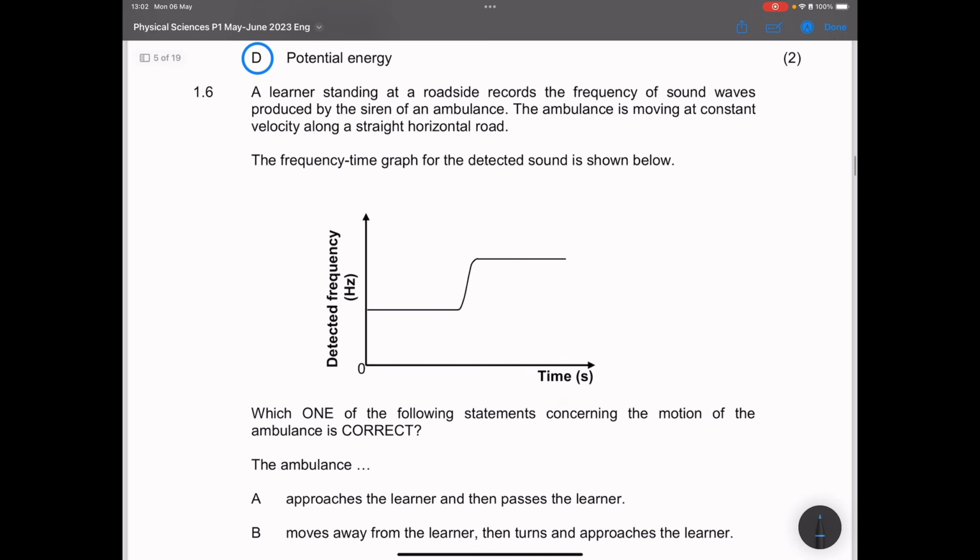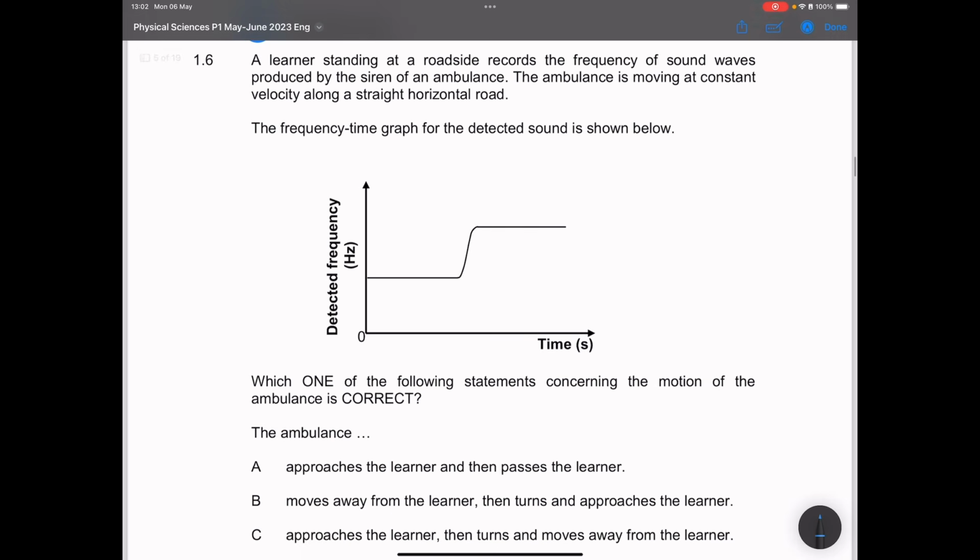The next question, they say a learner standing at a roadside records the frequency of sound waves produced by the siren of an ambulance. The ambulance is moving at constant velocity along a straight horizontal road. The frequency versus time graph of the detected sound is shown below. They ask which one of the following statements concerning the motion of the ambulance is correct.